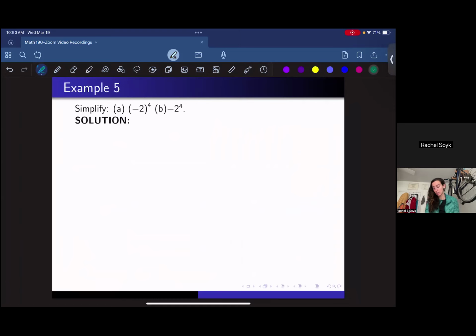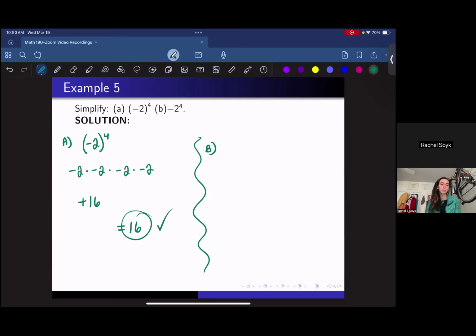Okay. So now let's look at example 5 together. We have a part A and a part B. (-2) raised to the 4th power. That's another way of expanding this into -2 times -2 times -2 times -2. We have an even number of negatives, so we know our result is going to be positive. And 2 times 2 is 4, times 2 is 8, times 2 is 16. So our final result is positive 16, and we're done.